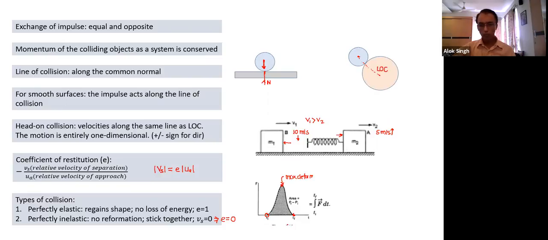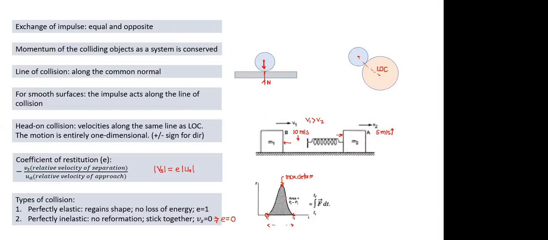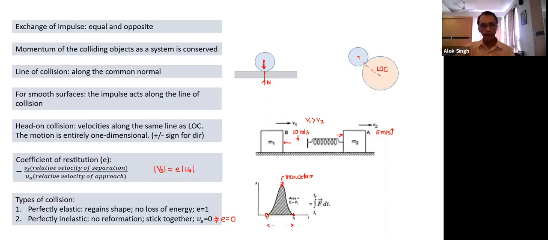Force will not be constant during the time the collision takes place. This time period may be very small. Area under the curve indicates impulse. So in this figure, if force is positive, this might indicate impulse on A. Impulse on B will be similar in shape but opposite in direction. It will be negative impulse.